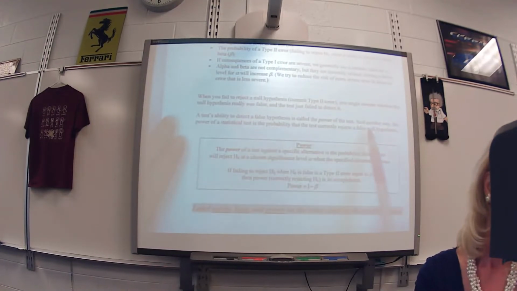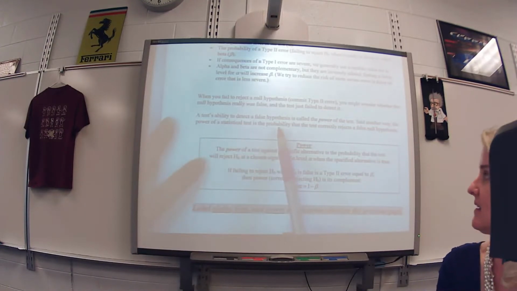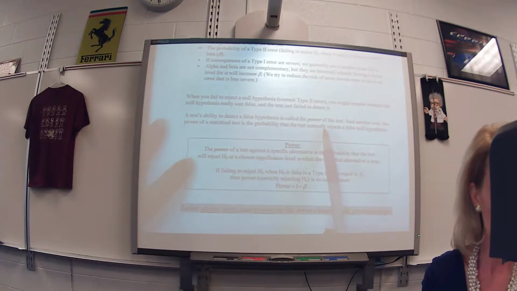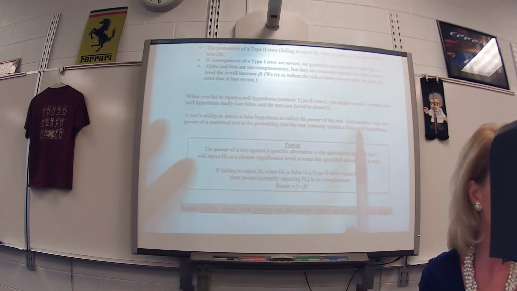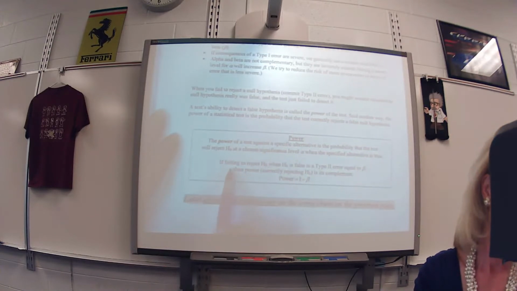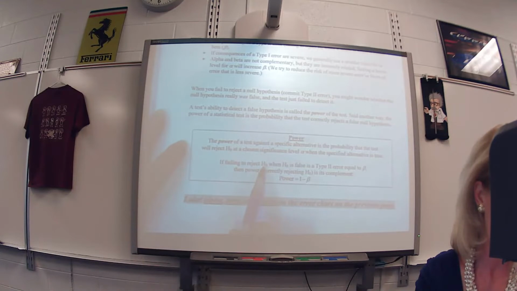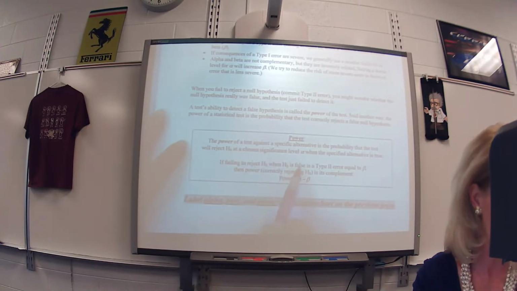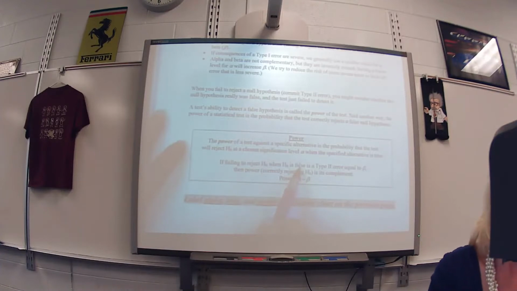Okay. The power of a test is the probability that the test correctly rejects a false null hypothesis. If failing to reject the null hypothesis, when the null hypothesis is false, so you should have rejected it, is type 2 error, that's beta, power will be its complement, 1 minus beta.